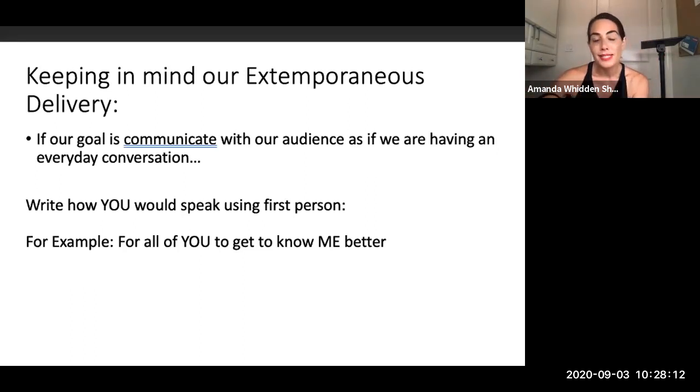But extemporaneous speaking takes every single one of those and merges it all together. We are fully prepared, we know what we want to say, and we can deliver it utilizing a brief set of notes. There may be parts of your speech that you wrote and you were like, this is beautiful, I am going to memorize it and deliver it word for word. Go for it if you want to.